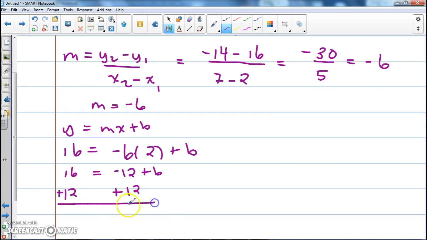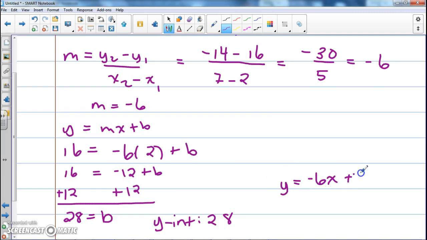And 16 plus 12 is 28. So my b is 28. So my y-intercept is 28. And if I put the whole equation of that line together, it will be y equals negative 6x plus 28.